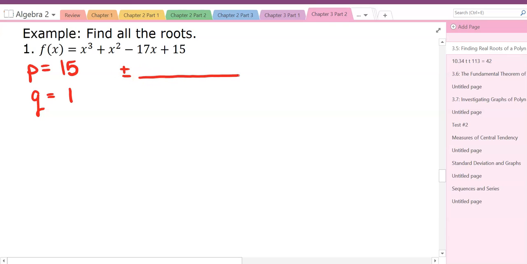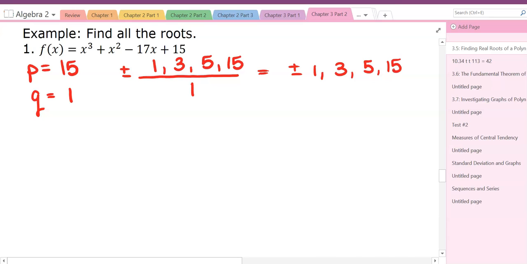So factors of 15 would be 1, 3, 5, and 15. Factors of 1 are just going to be 1. So this is that situation that we saw on that first problem where I'm putting 1 over 1, 3 over 1, 5 over 1, 15 over 1. So it doesn't change any of those numbers. So my possible list is going to be positive, negative 1, 3, 5, and 15.